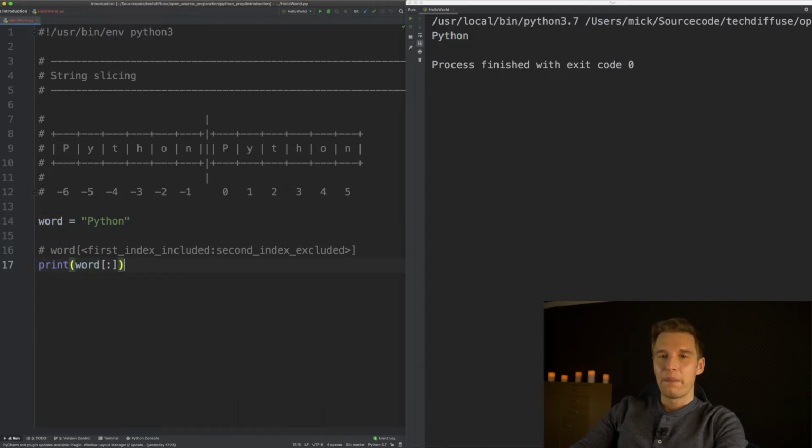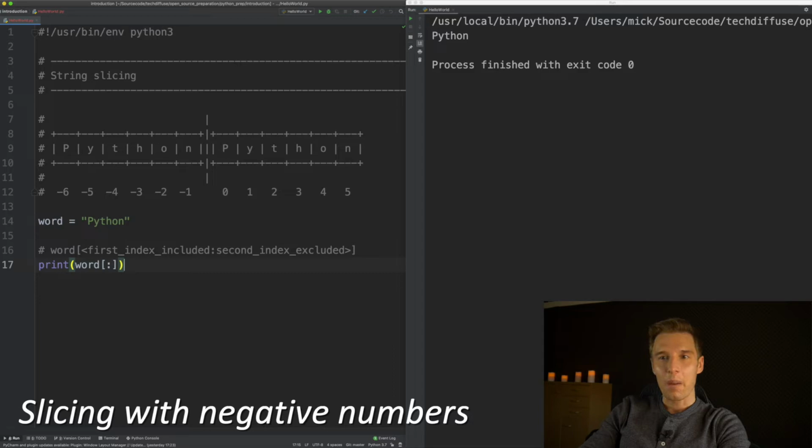That's all about it. And to make it a bit more interesting, you can also do slicing with negative numbers. Okay, so what does it mean? For instance, let's put a negative number here. -2 and nothing. So what will happen?